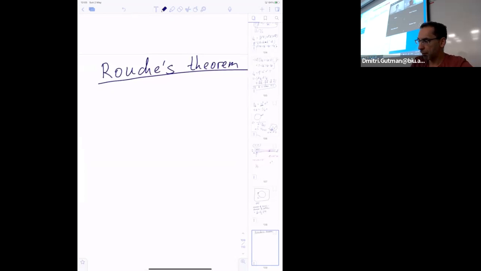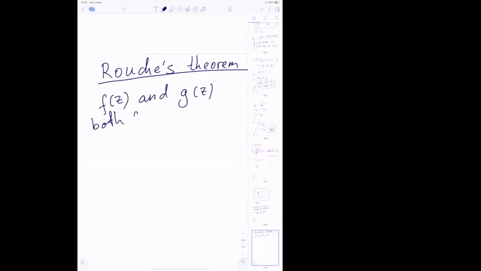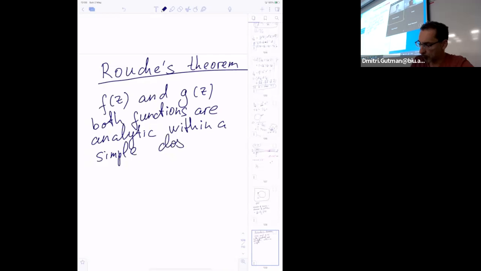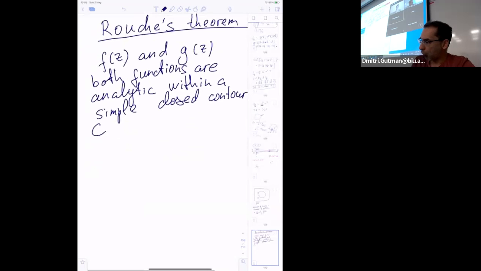So suppose there is a function f of z in the complex plane and another function g of z, and both functions are analytic within a simple closed contour C on the complex plane.